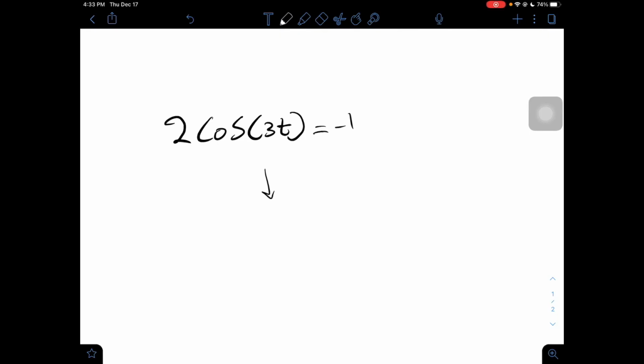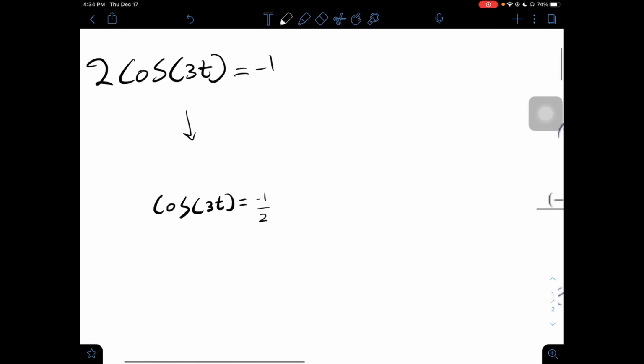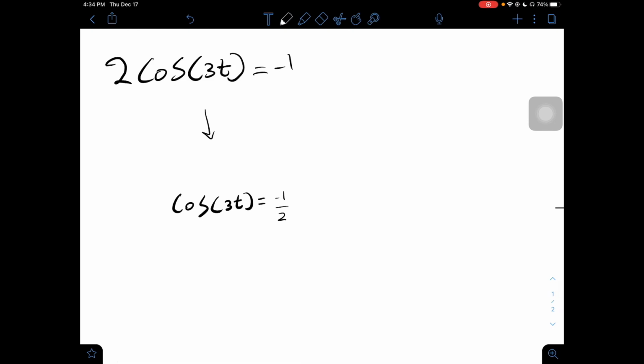In today's video, we'll be going over how to get the cosine from the unit circle. We have the equation 2 cosine of 3t equals -1. To start off, we're going to divide by 2 on both sides in order to be left with cosine of 3t equals negative 1/2.